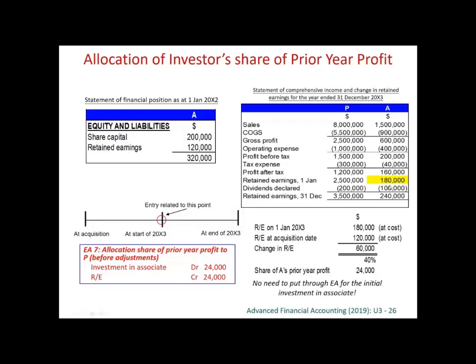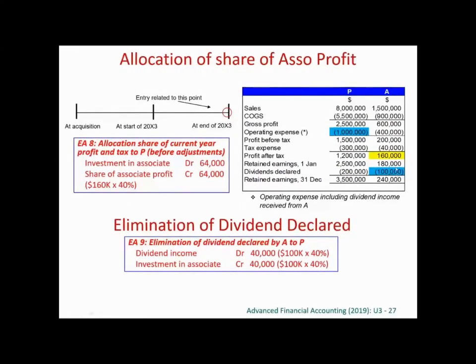Okay, so we share this increase in retained earnings. Of course, we notice that there has been profit for the current year as well. Therefore, we share this profit after tax for the current year. The profit after tax is 160,000. We can share 40%. Therefore, we debit investment 64,000, and we credit share of profit 64,000, just like normal. Right? We share the profit.